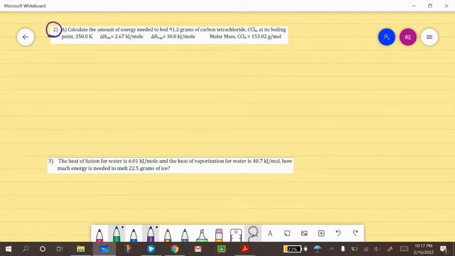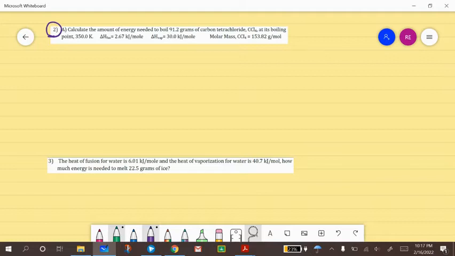We're taking a look at question number 2 in topic 6.5. This is: calculate the amount of energy needed to boil 91.2 grams of carbon tetrachloride. Boiling point is 350 Kelvin. So they give us enthalpy of fusion and they also give us enthalpy of vaporization.